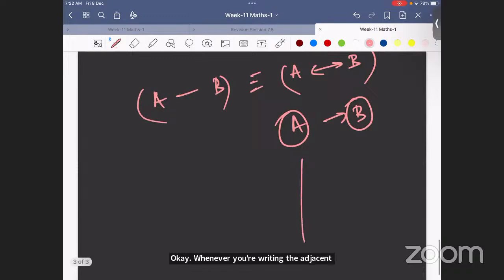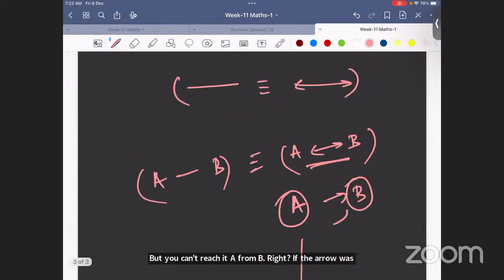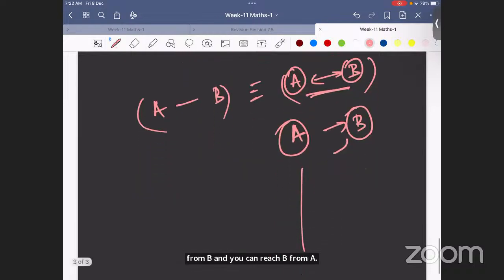Whenever you're writing the adjacency matrices, you write in such a way that you can reach B from A, correct? But you can't reach A from B, right? If the arrow was two-sided, it means you can reach city A from B and B from A. Both are possible. You may ask how somebody can go from A to B and can't reach A from B. It's like there is a flight from A to B, but no direct flight from B to A. This is what it means.